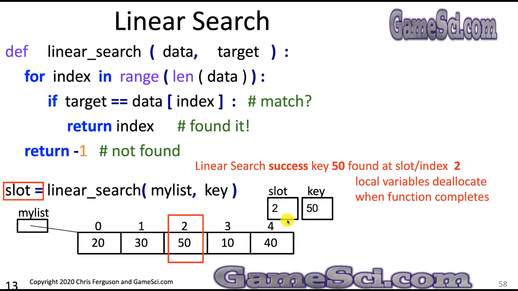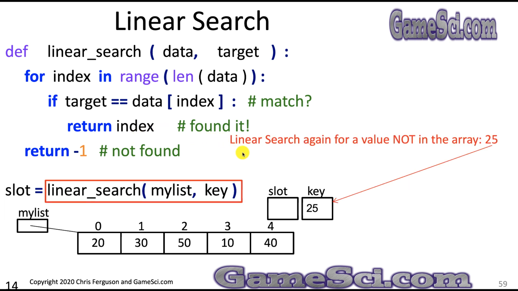We found it. Notice also that the local variables got deallocated. The data variable, deallocated. The target variable, deallocated. Local variables like data and target disappear after the linear search. But what we were looking for, which slot was 50 found in, that's safely in the slot variable. We'll look closer at the local variables on the next call to linear search.